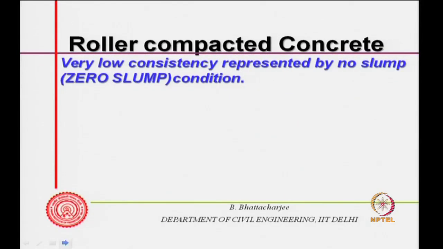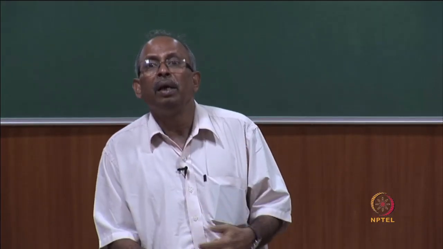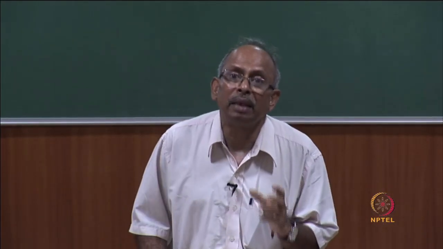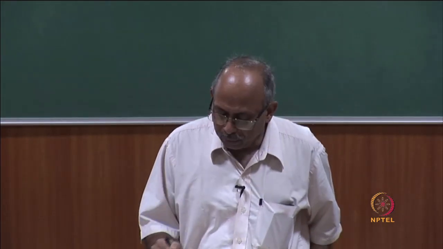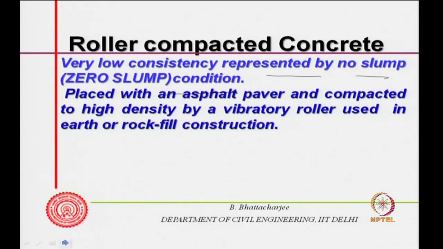We have looked into self compacting concrete, which is free flow. Now, look at the other concrete, which is actually high slump. So, it has got very low consistency represented by no slump condition, 0 slump condition. This is called roller compacted concrete, placed by asphalt paver in pavement and compacted by high density vibratory roller used in earth or rock fill construction. So, in case of pavement, you can put it by asphalt paver type of thing.